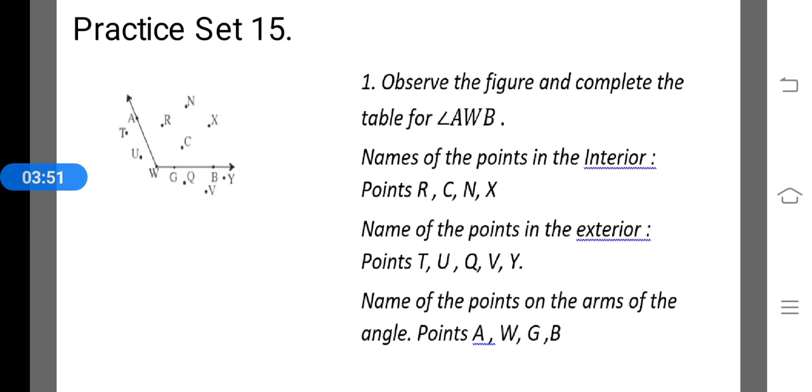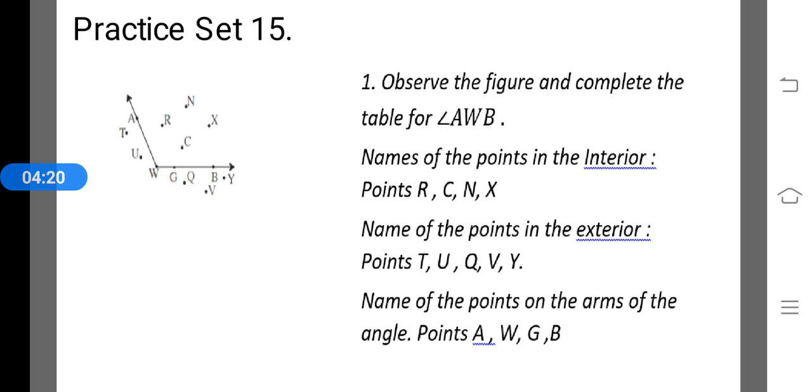Practice set 15. Observe the figure and complete the table for angle AWB. Name of the points in the interior. We know that interior points are the points which lie inside an angle. So the answer is point R, point C, point N and point X.